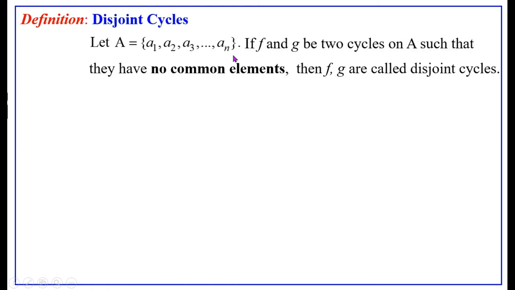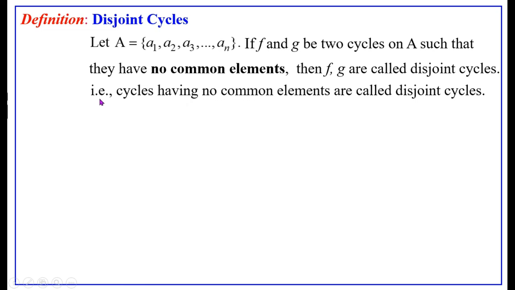Now we define what are disjoint cycles. We are aware of disjoint sets. We say that two sets are disjoint if they don't have any common elements. Similarly here, consider A is equal to the set {a1, a2, a3, ..., an}, that is, set A has n elements or n symbols. If f and g are two cycles on A such that they have no common elements, then f and g are called disjoint cycles. That is, cycles having no common elements are called disjoint cycles.